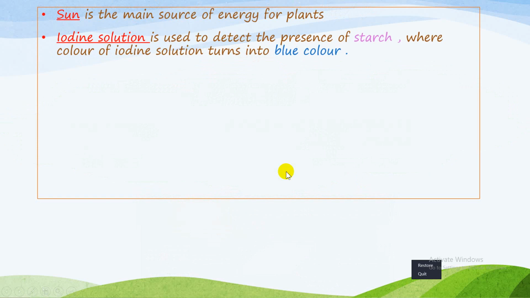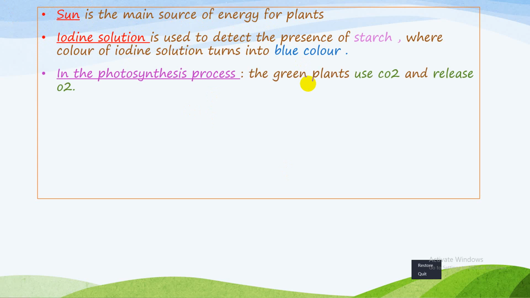So what is the main source of energy for the plant? It is the sun. Okay, if I want to know whether there is starch or not, I will detect it with iodine solution, which is used to detect the presence of starch, where the color of the iodine solution will turn blue.